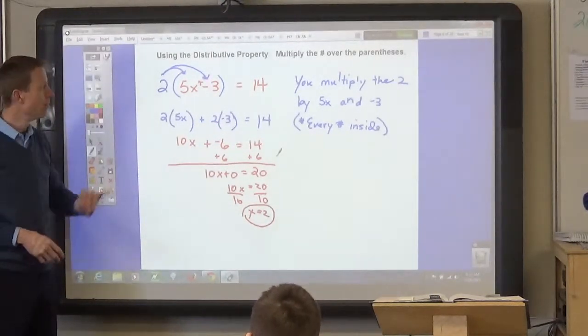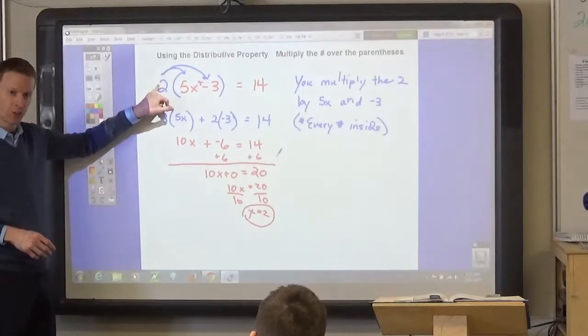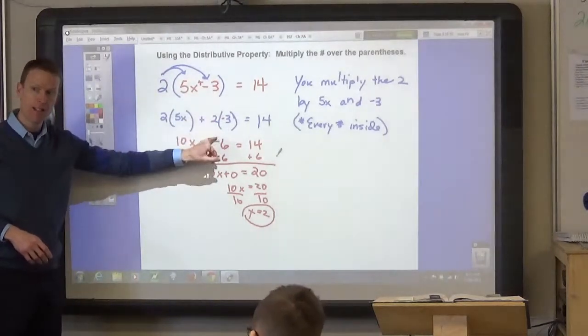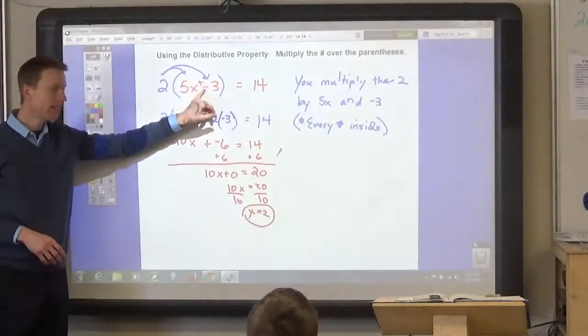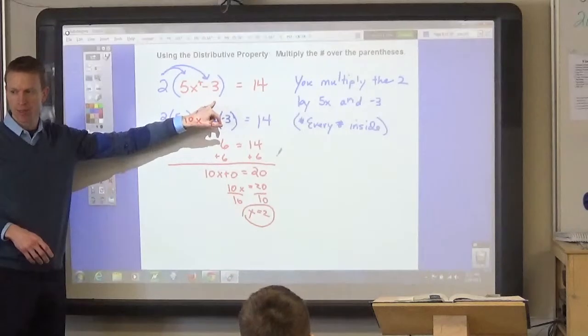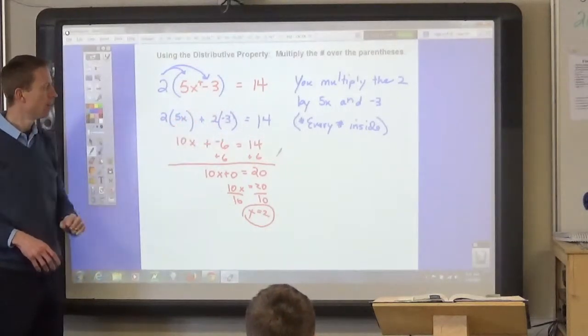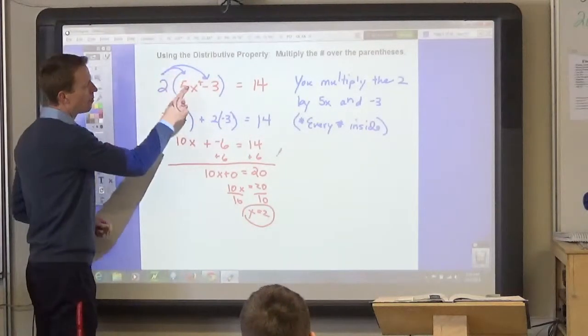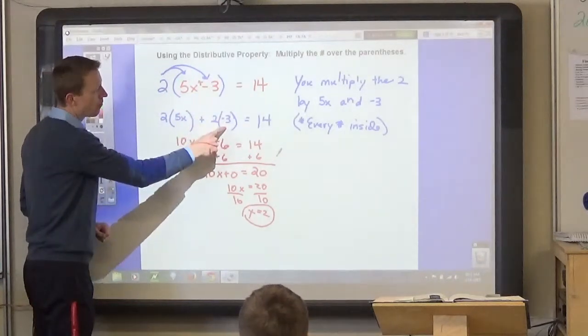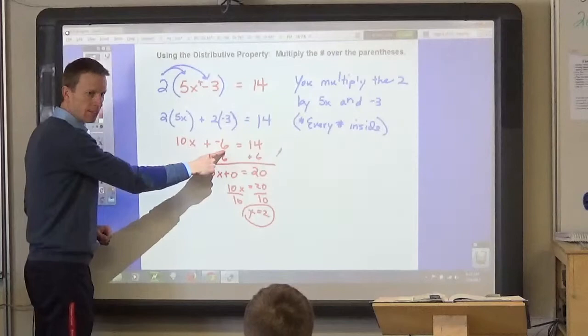Alright? And it's even more important if this was negative 2. Negative 2 times negative 3 would be positive 6. If you didn't see that negative sign, or you treated this like 3, you'd probably make a mistake there. Okay? So, 2 times 5x is 10x. 2 times negative 3 is negative 6.